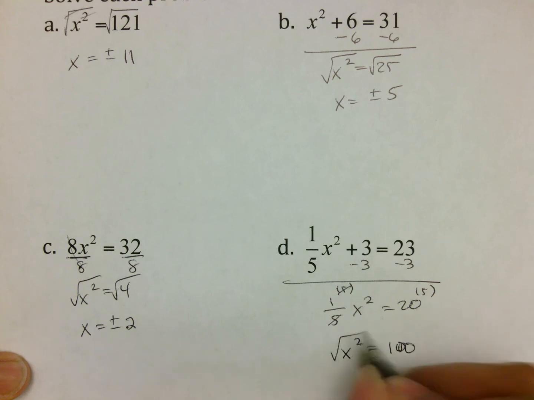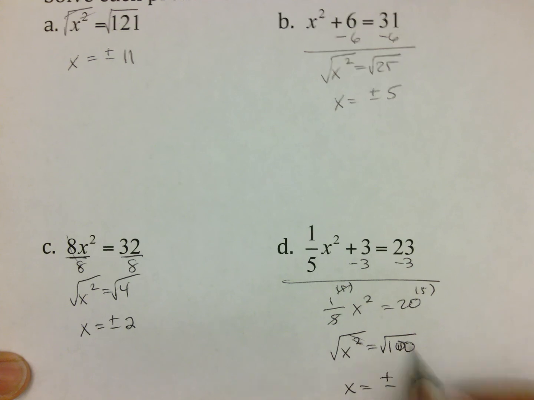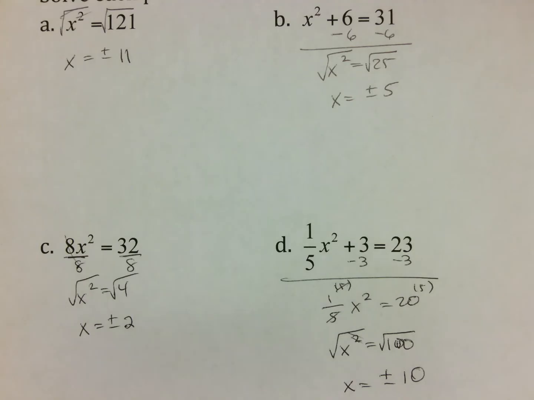To get rid of the squared now, again, what we are learning today is that you square root both sides. Don't forget your plus or minus and the number that represents the square root.